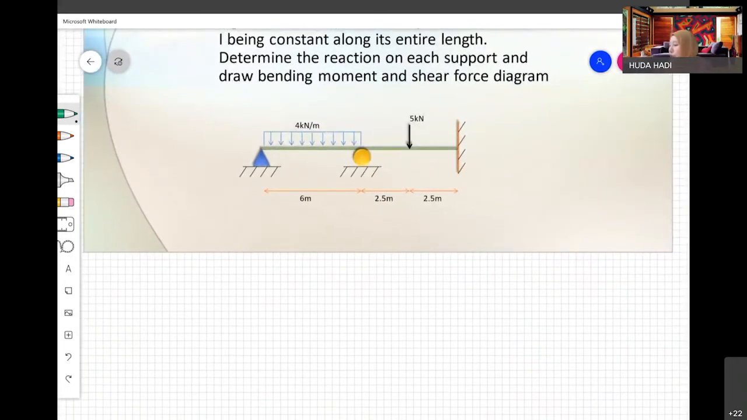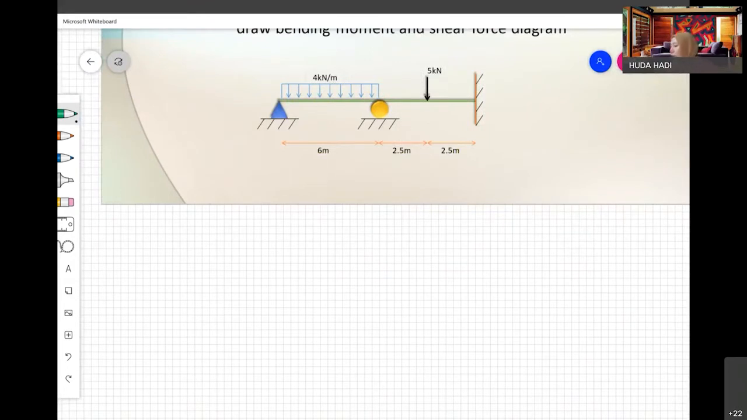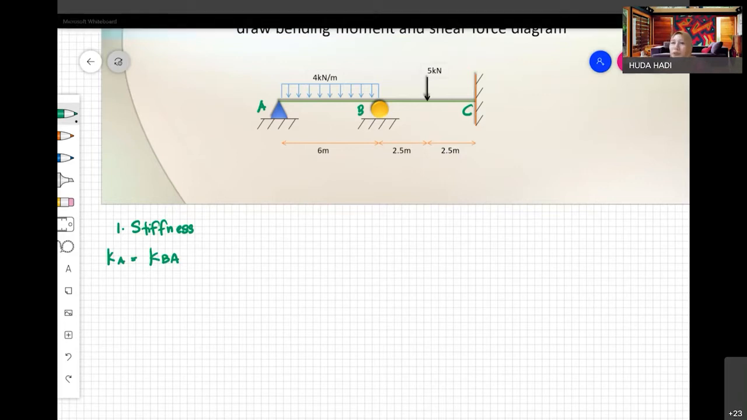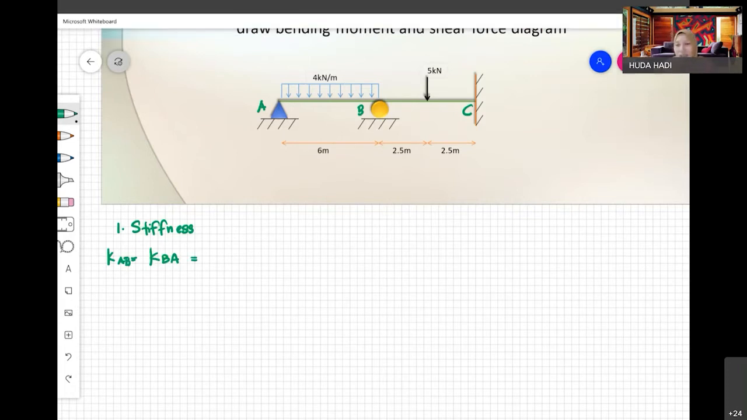The first step as usual lah, kita kena kira stiffness. KAB equal to KBA. Okay, sebab this one two span je. Soalan setakat ni yang you belajar tak ada lagi sampai 3 span ataupun 4 span macam tu lah. The maximum yang you belajar sampai 2 span je. KAB equal to KBA. So apa formula dia? 3EI over L. Okay, betul. Then you dapat 0.5 EI.